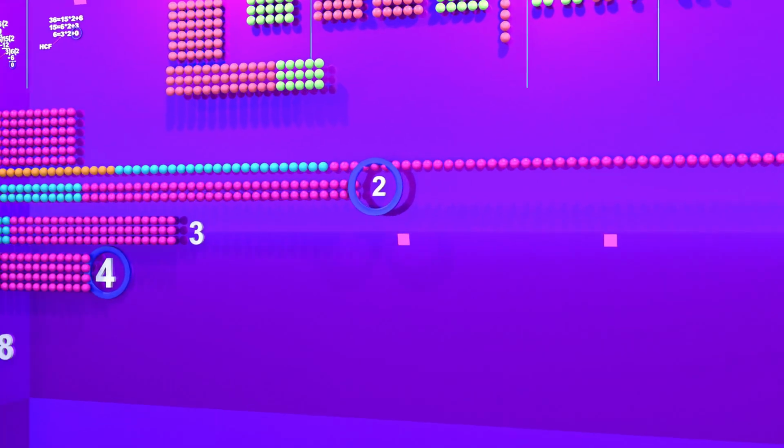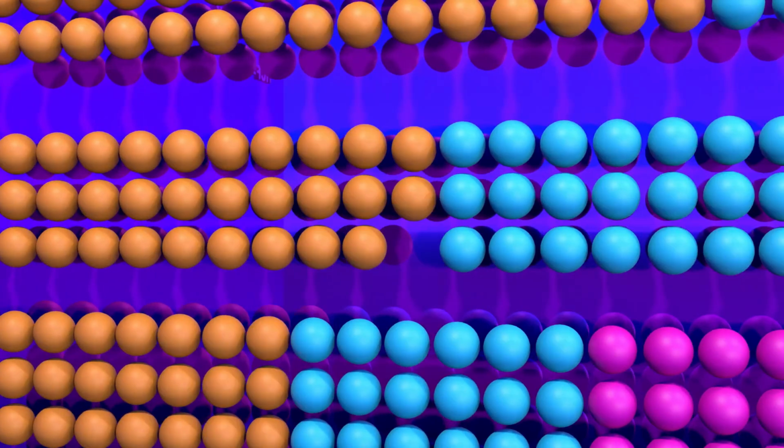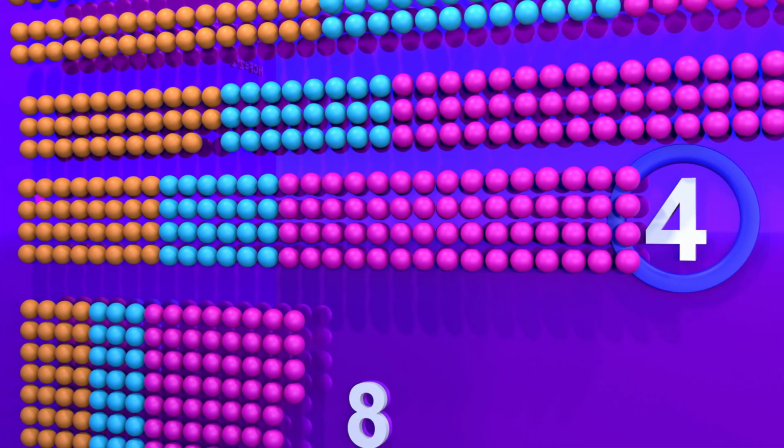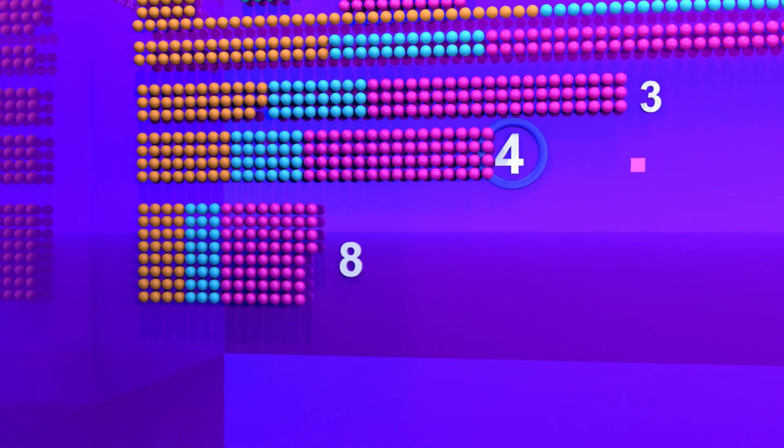Now you can see 1 is a common factor, so we have a single column. Also 2 is a common factor, so we have 2 columns. But 3 is not a common factor. Also 4 is a common factor, so it has 4 columns. Also 8 is not a common factor. Now you can see 4 is the HCF.